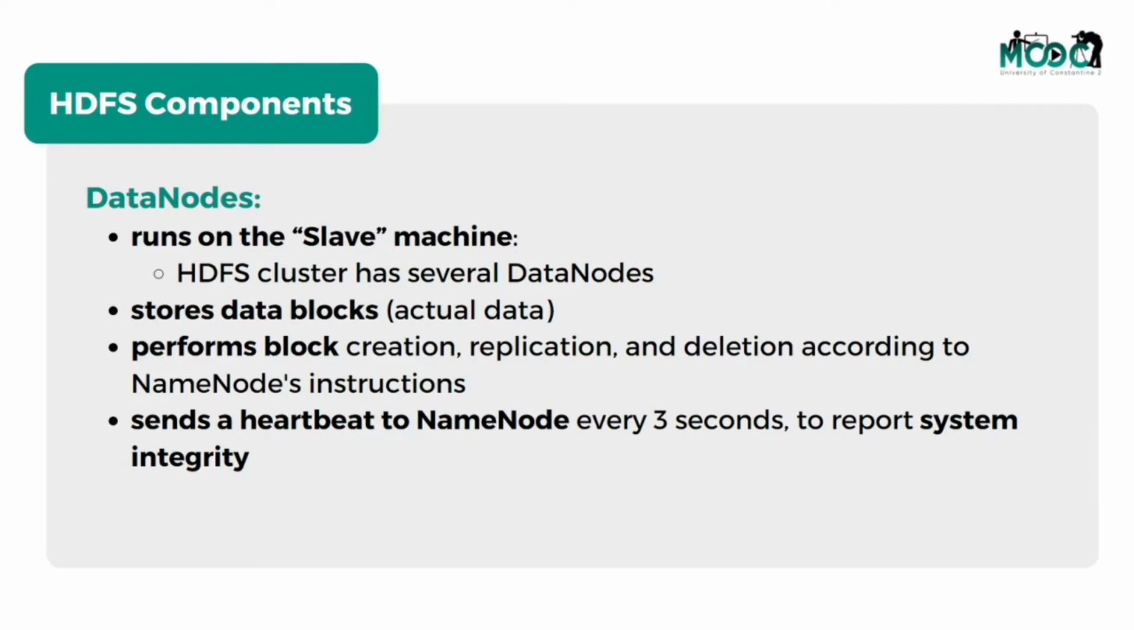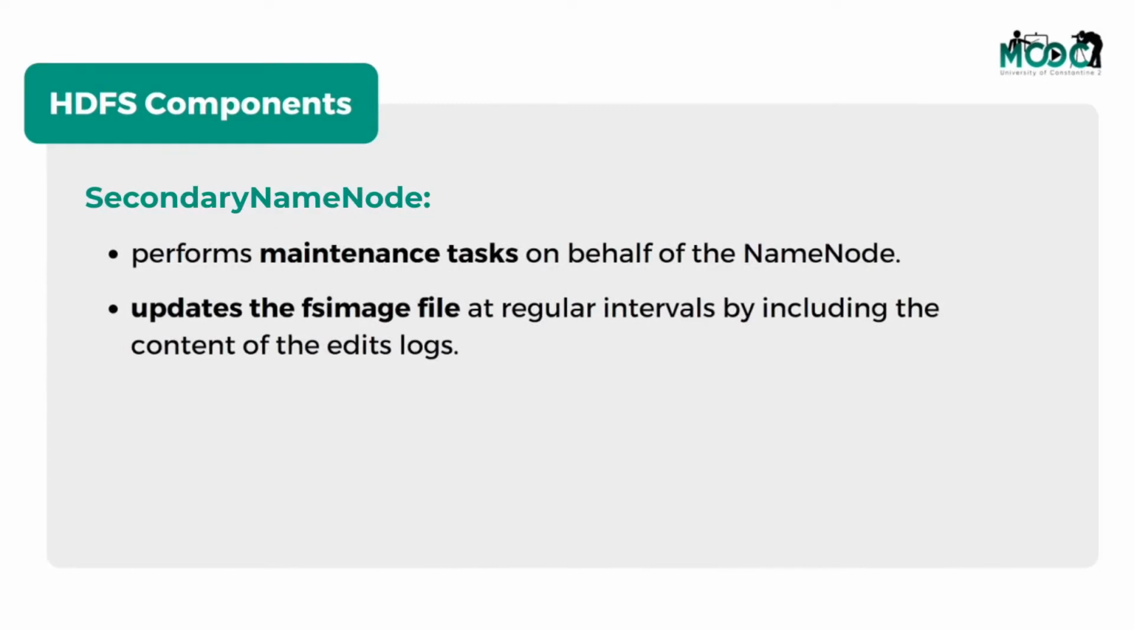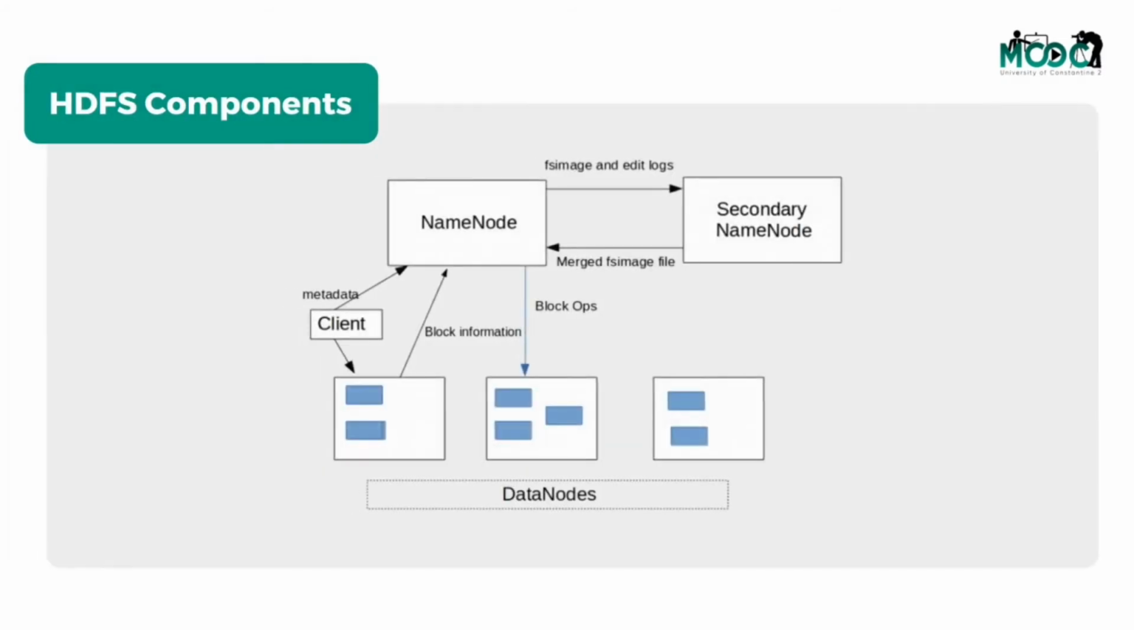And the third component is the secondary name node. The secondary name node performs maintenance tasks on behalf of the name node. More precisely, the secondary name node updates the FS image file at regular intervals by including the contents of the edit logs. So the merged file will be a new FS image. The name node will download this file periodically in order to update the data. We can see in this architecture that the secondary name node works as a helper node to the name node. To be precise, the whole purpose of the secondary name node is to have a checkpoint in HDFS.